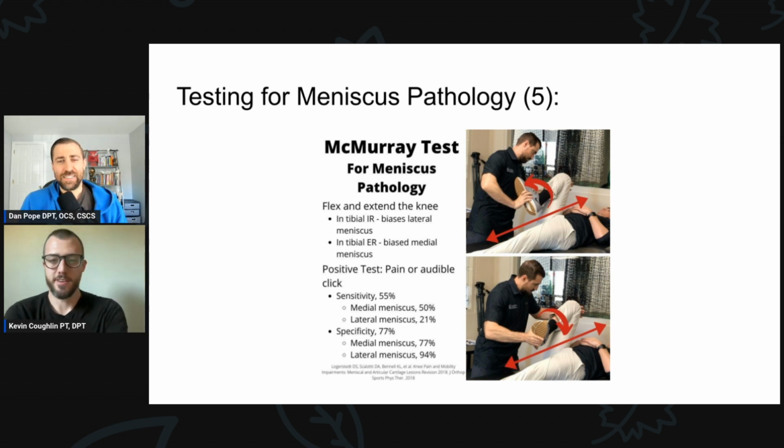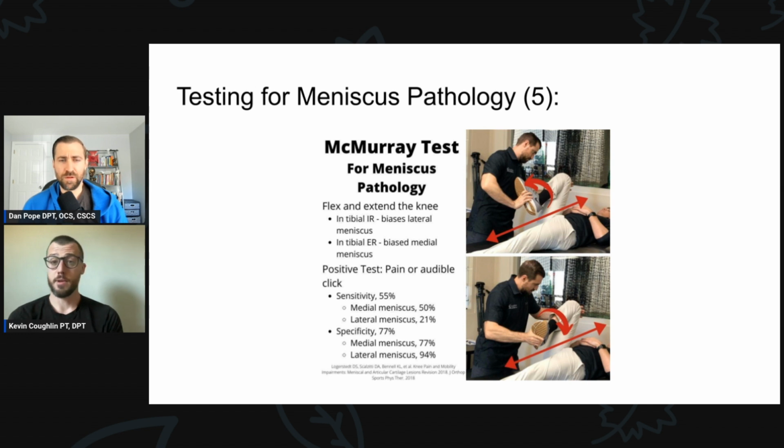So more amazing images here of Dan. So these are really good. So I think you took these from the clinical practice guidelines. So, they're awesome. So testing for meniscus pathology, we have a few special tests that we have at our disposal. McMurray is a very common one that you'll hear. For this, you could test medial or lateral meniscus. So to test the lateral meniscus, we internally rotate the tibia and then go from knee flexion to knee extension. We're looking for a reproduction of the patient's pain or an audible click.